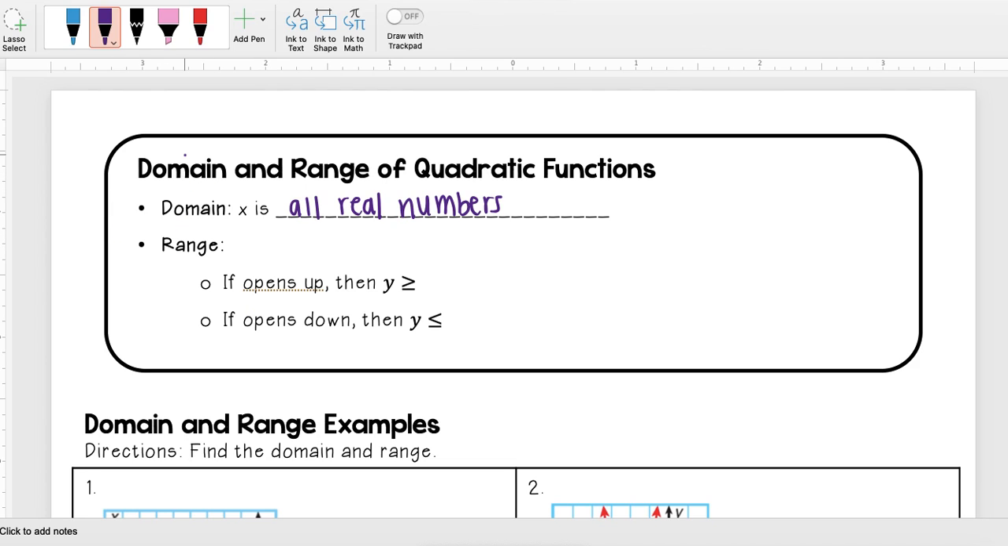Range, on the other hand, this one's going to be different. If your graph is opening up, then your range is always going to be y is greater than or equal to whatever the y of vertex is. If it opens down, then y is going to be less than or equal to y of vertex.